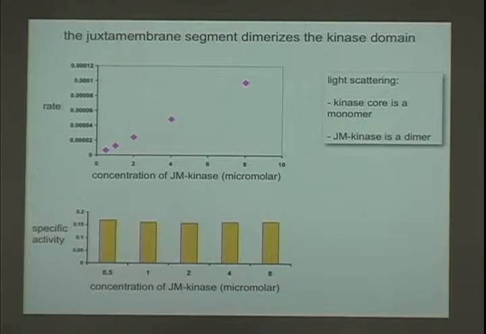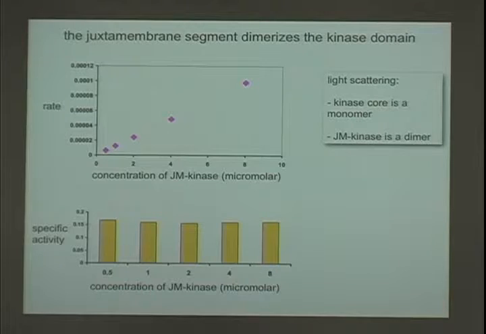If you do light scattering, which has to be done, as you may know, at high concentrations, the kinase core is a monomer. But if you add the juxtamembrane segment, it becomes a dimer. I'm not showing you those data. What I'm showing you here is that if you change the concentration of the kinase, and again, we're limited because the substrate is a poor one, kinase activity is weak, our assay only lets us realistically go from 0.5 to about 10 micromolar, we don't see a change in the activity. So that means that the kinase is a dimer most likely stronger than 1 micromolar dissociation constant.